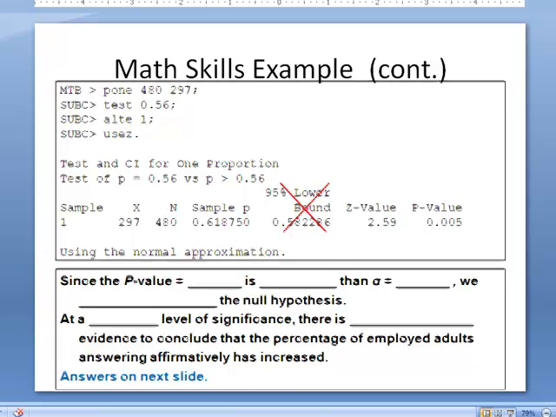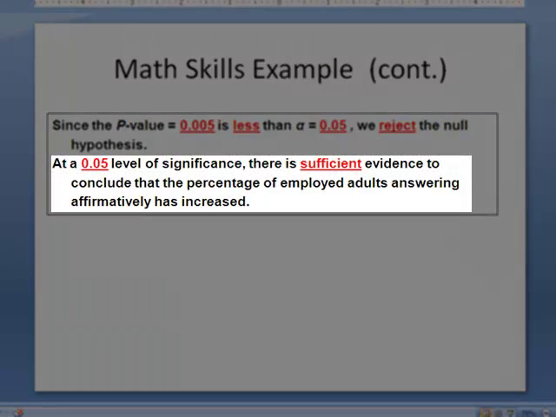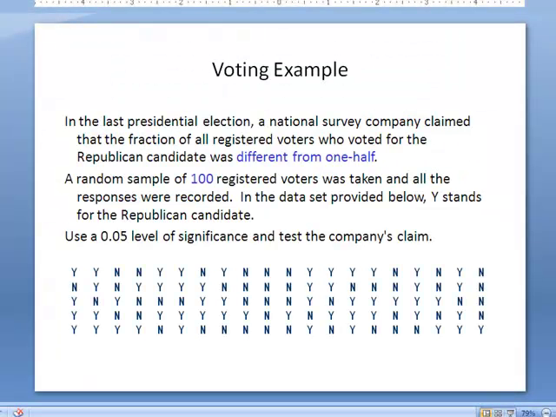Well, let's see how we would answer. Since the p-value is 0.005, it's less than our alpha of 0.05, so we reject the null hypothesis. So our conclusion would be written as such. At a 0.05 level of significance, there is sufficient evidence to conclude that the percentage of employed adults answering affirmatively has increased.